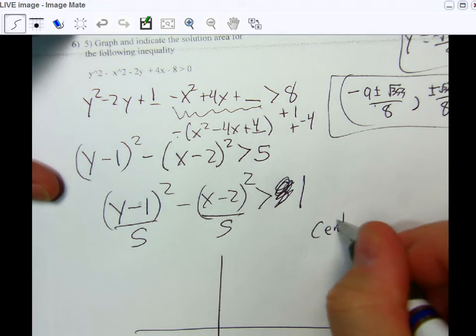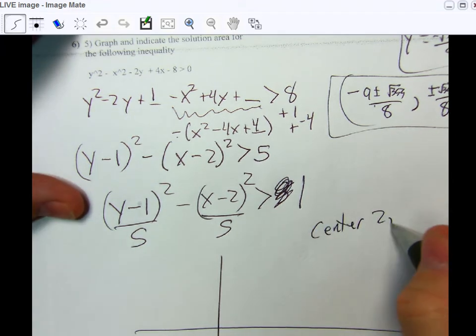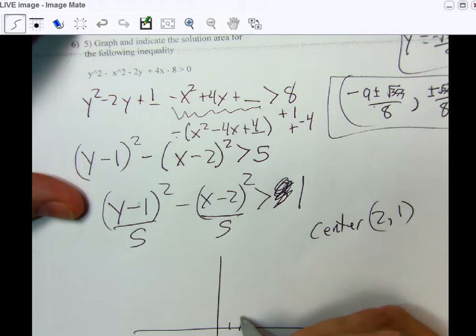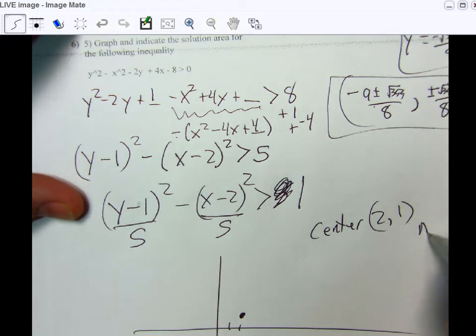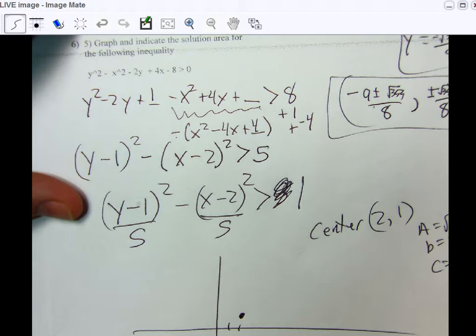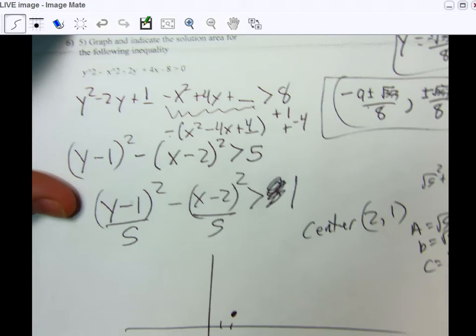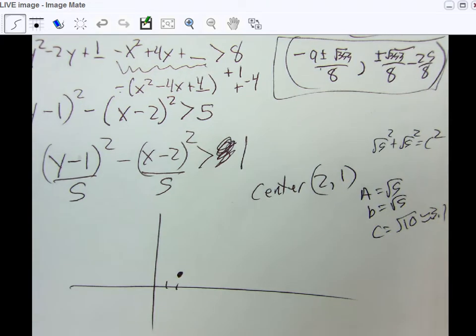Center. Center is at 2, 1, over 2, up 1. Great. A equals root 5. B equals root 5. C would therefore equal root 10 because it's root 5 squared plus root 5 squared equals c squared. So c equals root 10. Root 10 is approximately 3.1. Okay, so you got that.